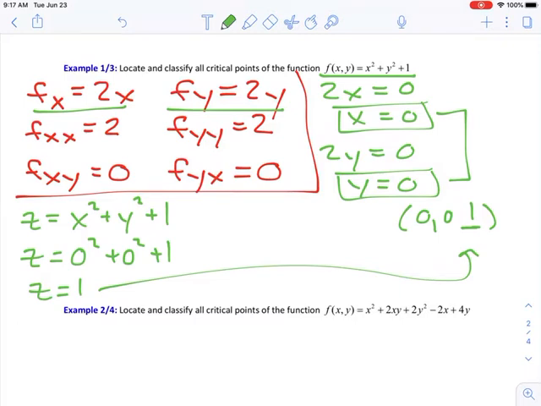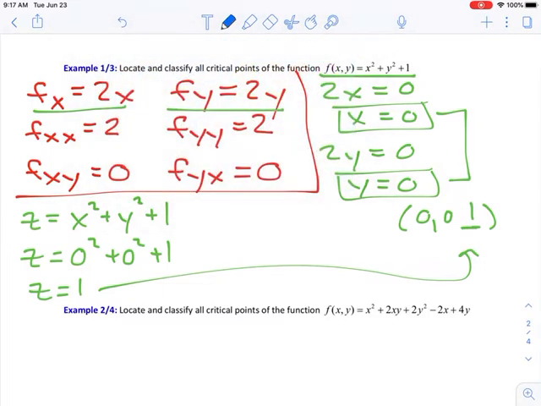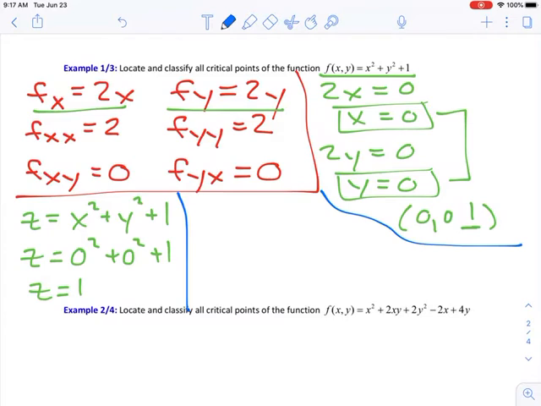Now, the last thing that we need to do is to determine if it is a relative max, a relative min, or a saddle point. So to do that, we have to go back to the Hessian. So remember that H is equal to fxx times fyy minus fxy squared. Kind of running on a slant here.